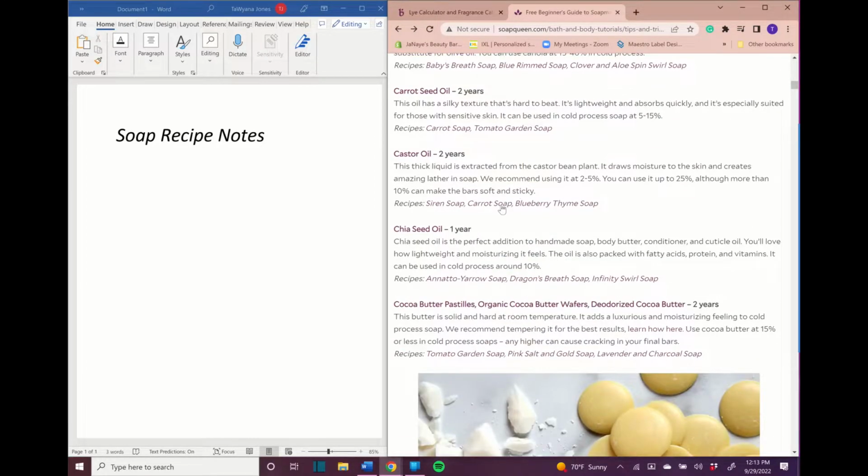Let's go look at an oil. Let's say castor oil. She gives the properties of it, lets you know that it's thick, and then they recommend that you use it at 2 to 5%. Now it can be used up to 25%, but anything more than 10% can make your bars soft and sticky. This is another thing that I love, that she gives these breakdowns and lets you know how much you can use. It gives you kind of a guide on what to choose to put into your soap.